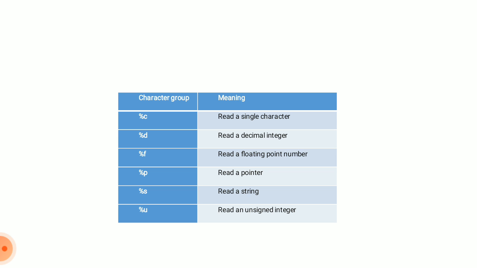Okay. So, only this much in this video. Try to understand the concept of input output functions. These are very important, that is how input output functions are used in the program. Based on the conversion character, you can use scanf, printf and so on. Okay.